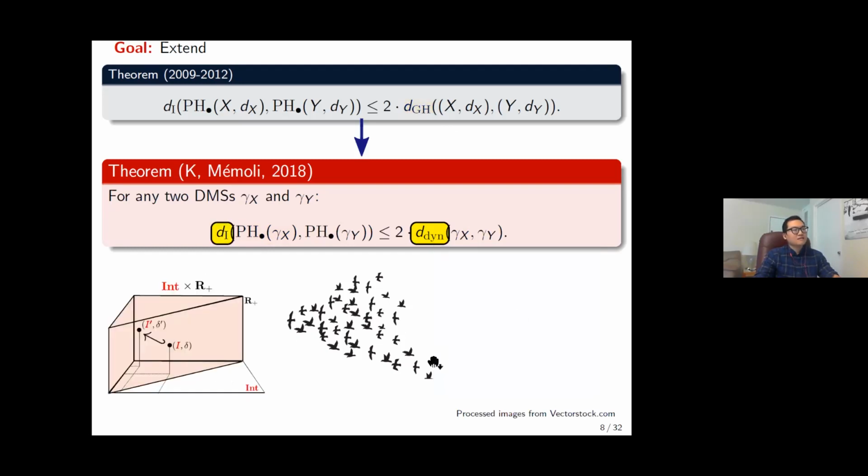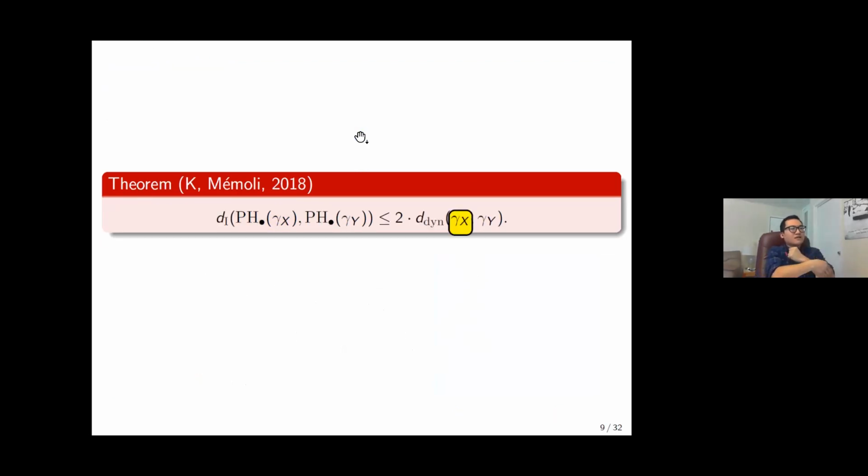Then this theorem says that summarizing a dynamic metric space into the spatiotemporal persistent homology of the dynamic metric space is stable as before. So let's begin with the definition of dynamic metric spaces.